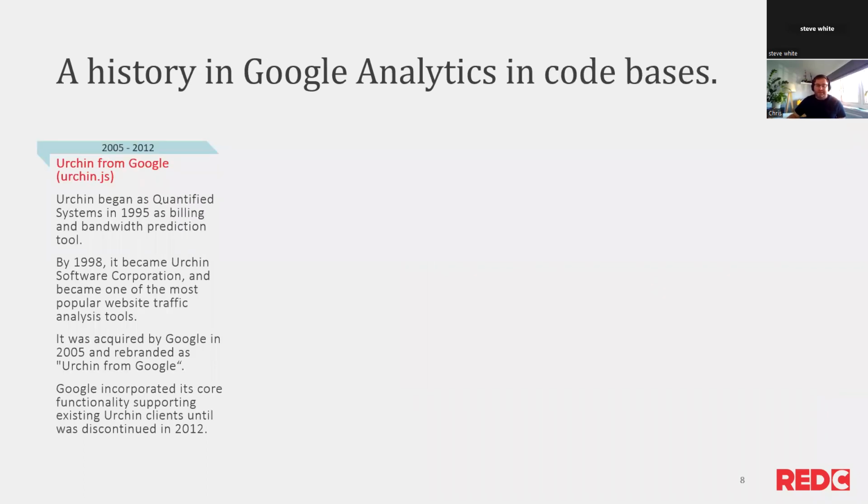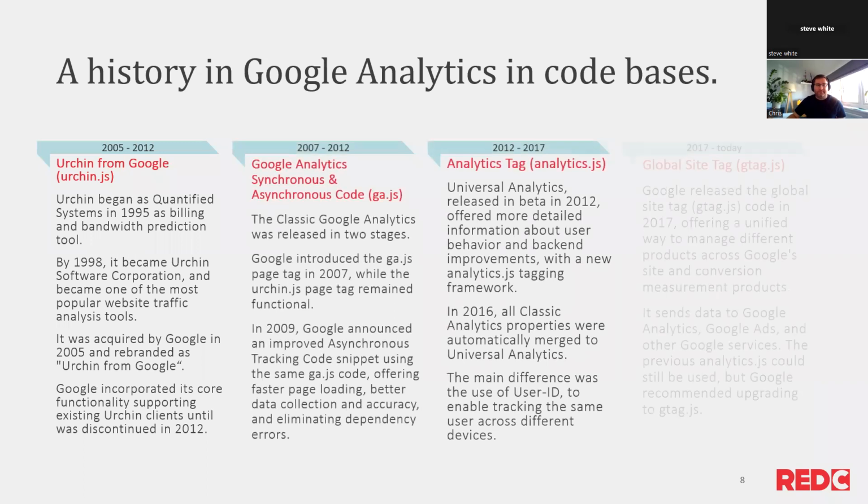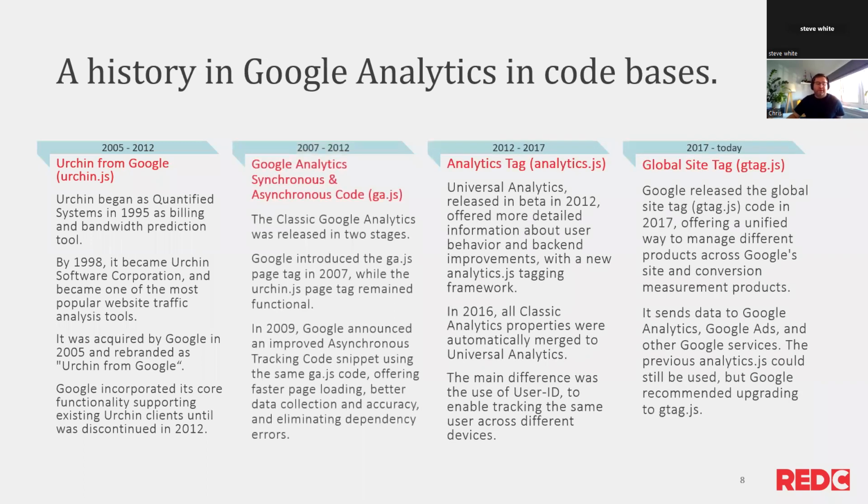We covered these in the last one, but there have been 4 big releases for GA4, and these are grouped by code bases. The first one is Urchin. Urchin was the platform that Google bought back in 2005. It was originally released in 1998 as a web platforming bandwidth billing tool. You then got Urchin by Google.